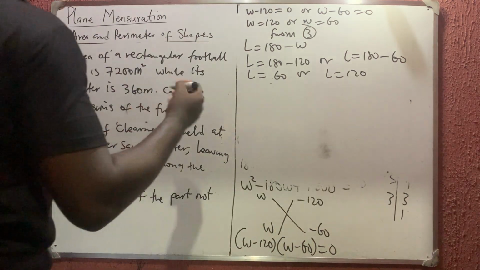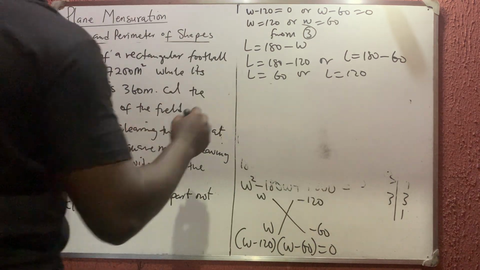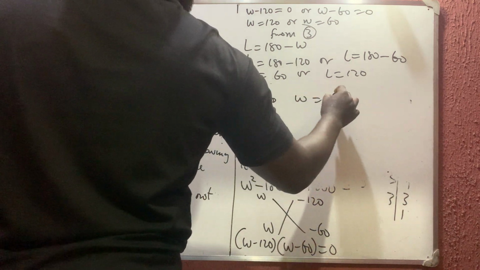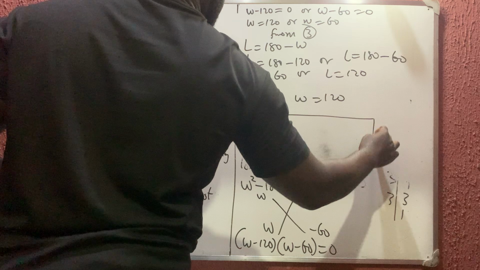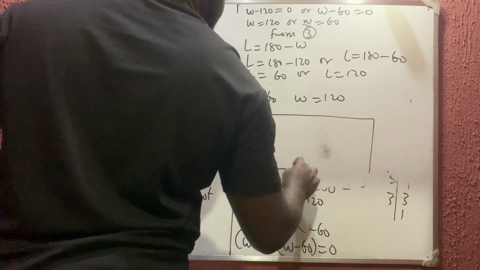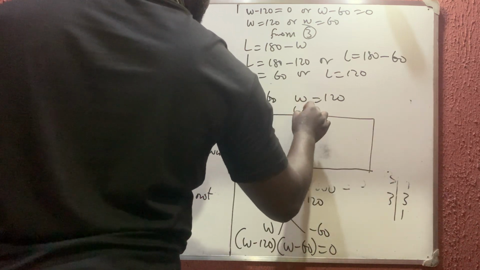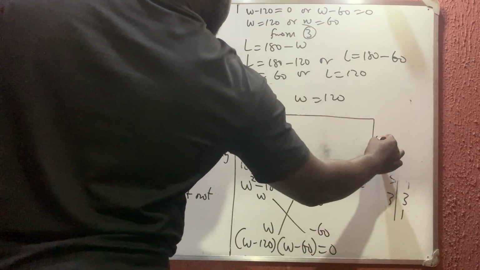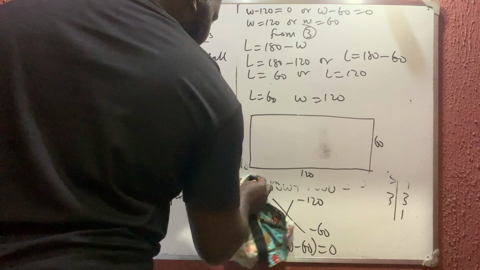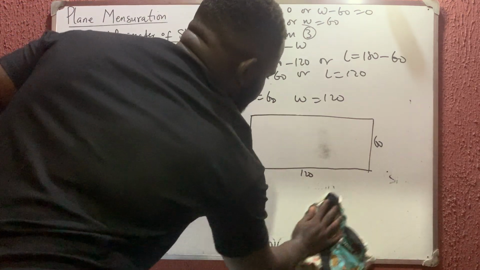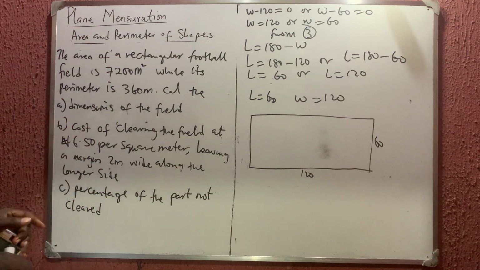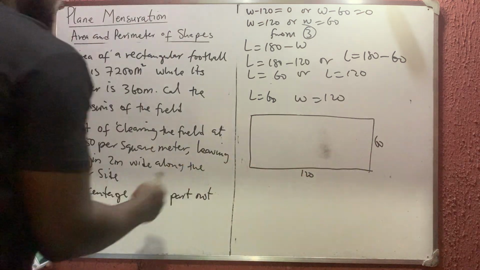For me, let's have our L to be 60 and then our W to be 120. So the field is going to look like this. So our W is 120 and our L is 60. Okay, now we have gotten question number 1. Question number 1 said we should find the dimension. The dimension is 60 by 120.